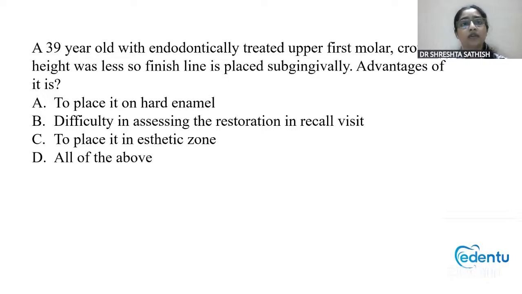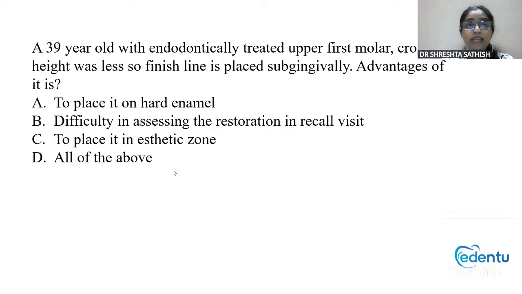A 39-year-old is with endodontically treated upper first molar. Crown height was less, so finish line is placed subgingival. What is the advantage of doing this? To place it on hard enamel, difficulty in assessing the restoration in recall visit, to place it in aesthetic zone or all of the above. It is to place it on hard enamel.